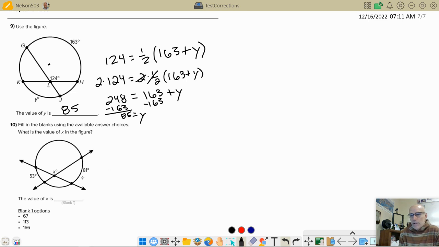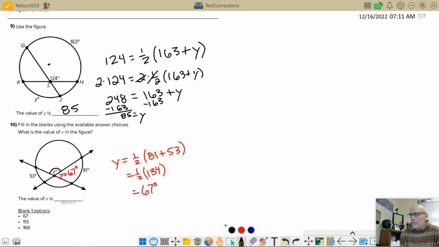Number 10. Well, x, look at where x is. X is over here. X in this arc and this arc added together in half is x, right? But I don't know that arc or that arc. So let's find something next to x, like y, okay? Well, y is half of 81 plus 53. Okay, 81 and 53 makes 134, I think. So I get 134 right there. Half of 134 is going to be 67. So 67 degrees is where the y is.